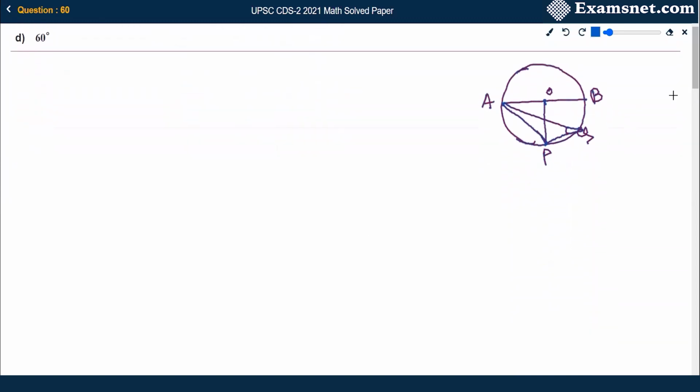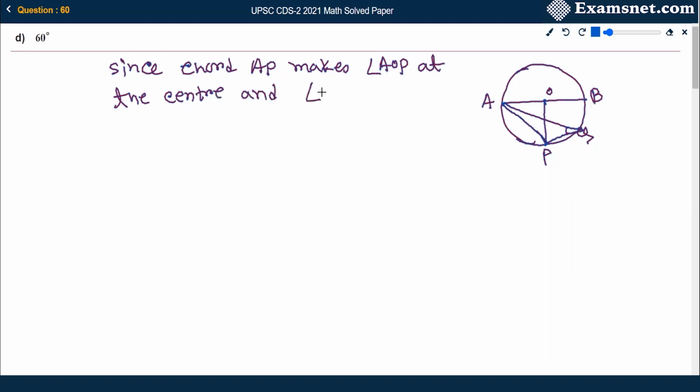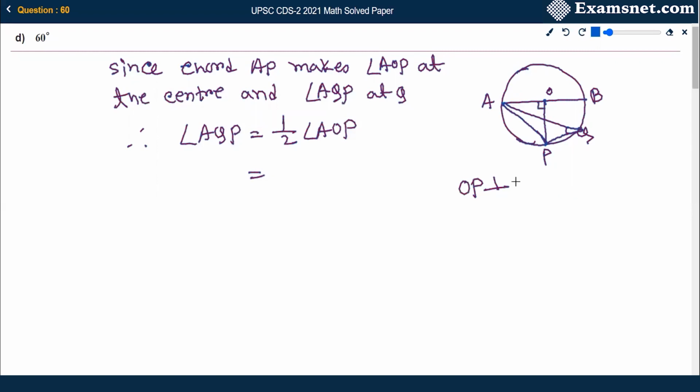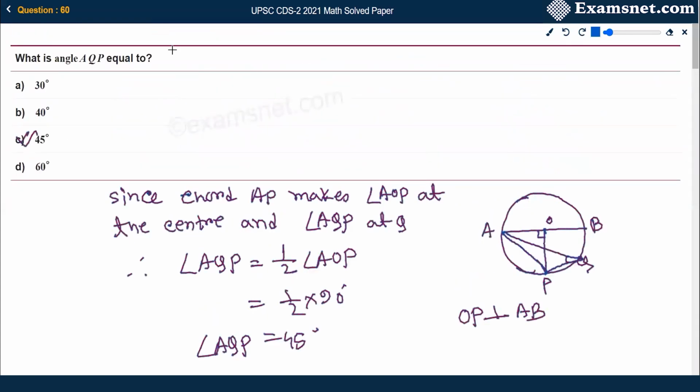Okay, so since chord AP makes angle AOP at the center, and angle AQP at Q, that means AOP is the central angle and AQP is the circumference angle. So the relation between these two is that the circumference angle is half of the central angle, correct? So again, that is 90 degrees because OP is perpendicular to AB. We have already seen that the radius is perpendicular to AB. So half of 90 degrees will give us 45 degrees. Angle AQP is equal to 45 degrees.